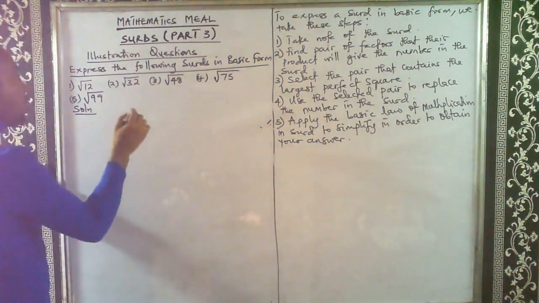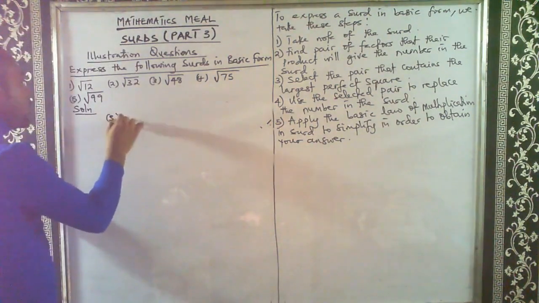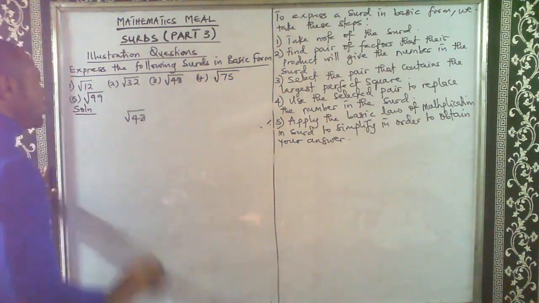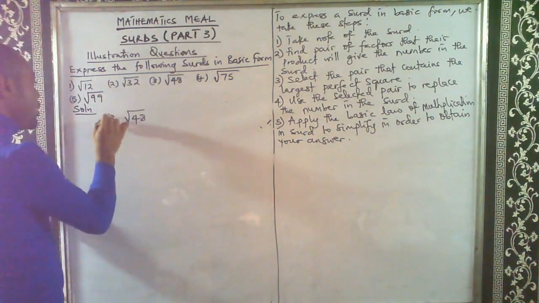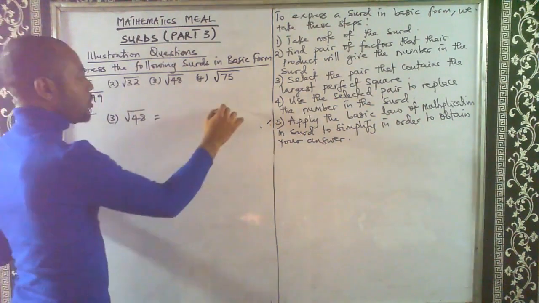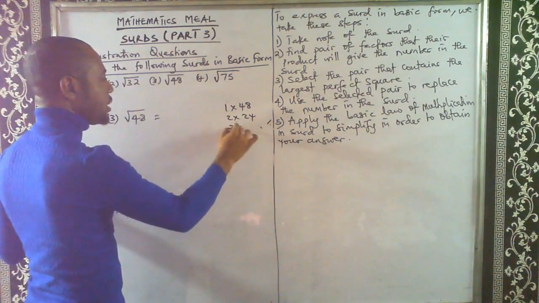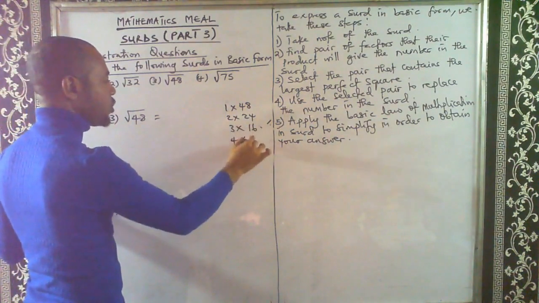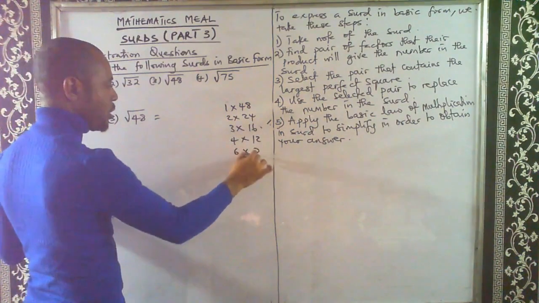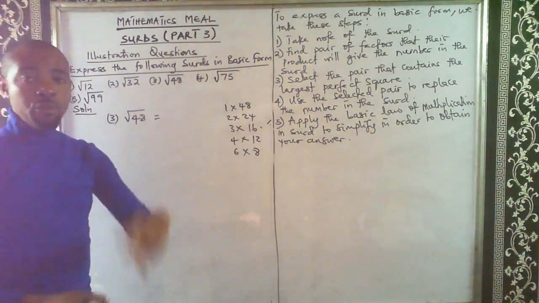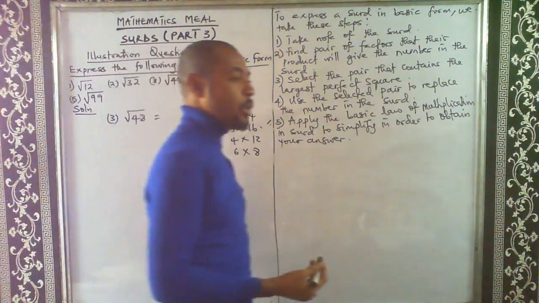Question 3. We have number 3, square root of 48. Okay. 1 times 48, 2 times 24, 3 times 16, 4 times 12 will give me that. 6 times what? 8. All this, when you multiply them, they will give you what? 48. So which one are we going to select?